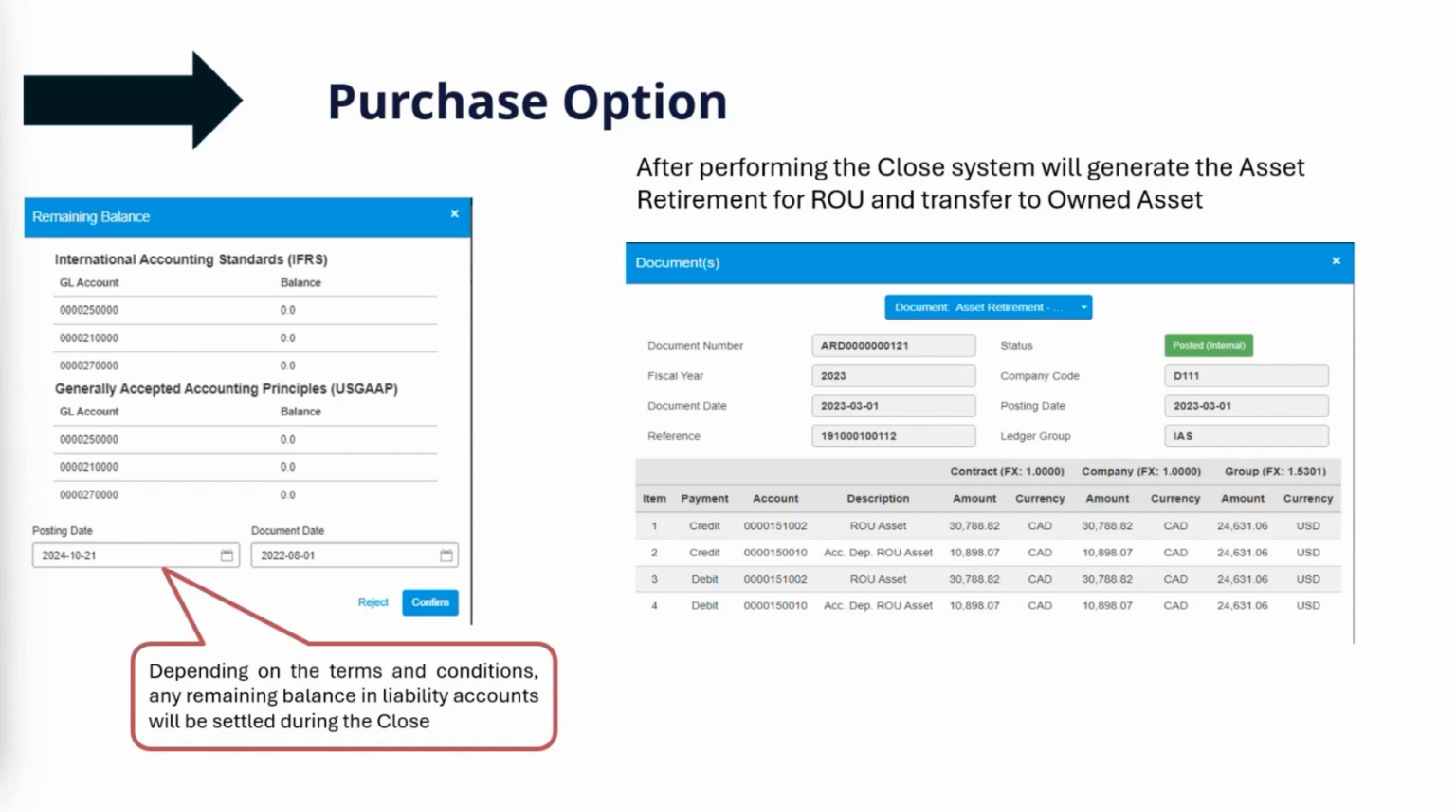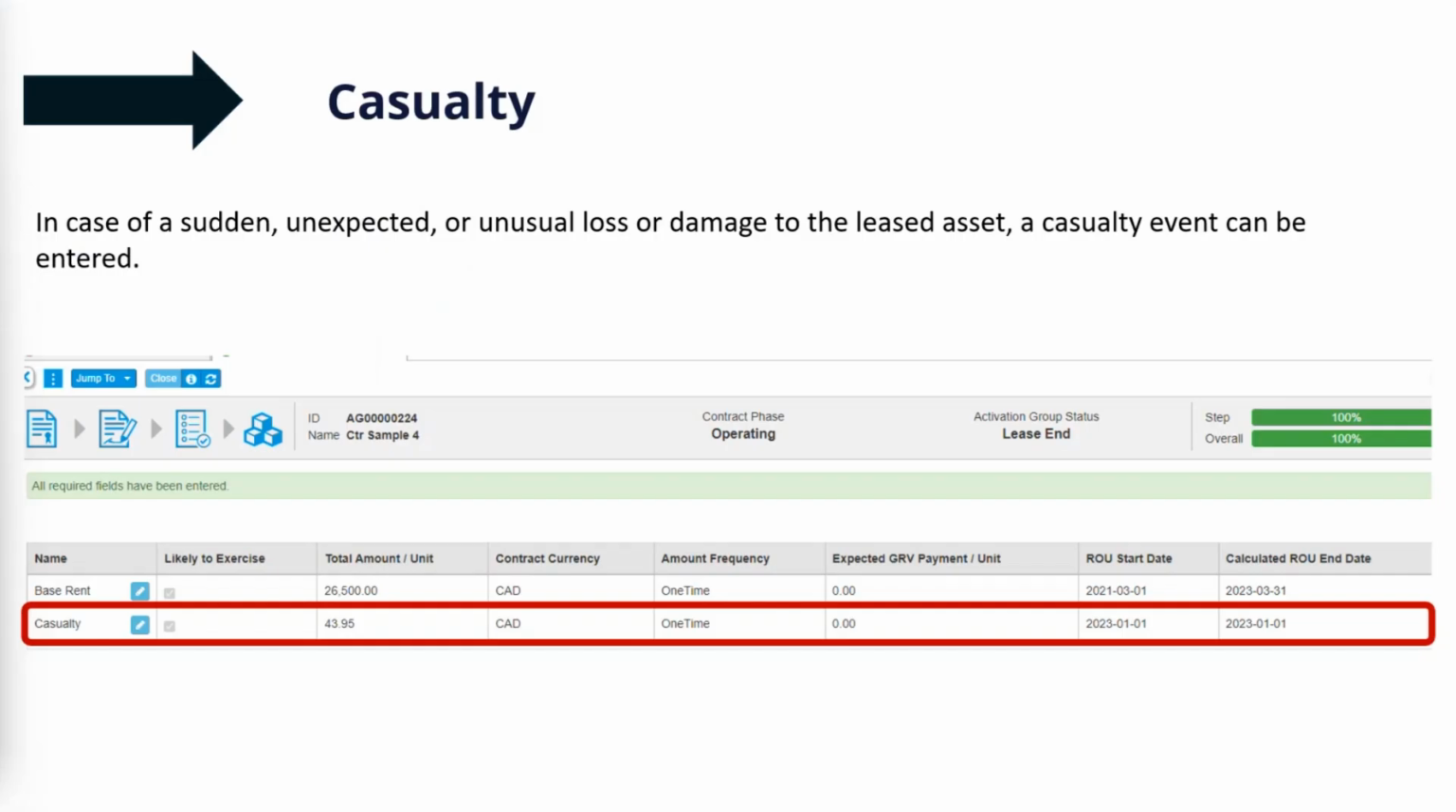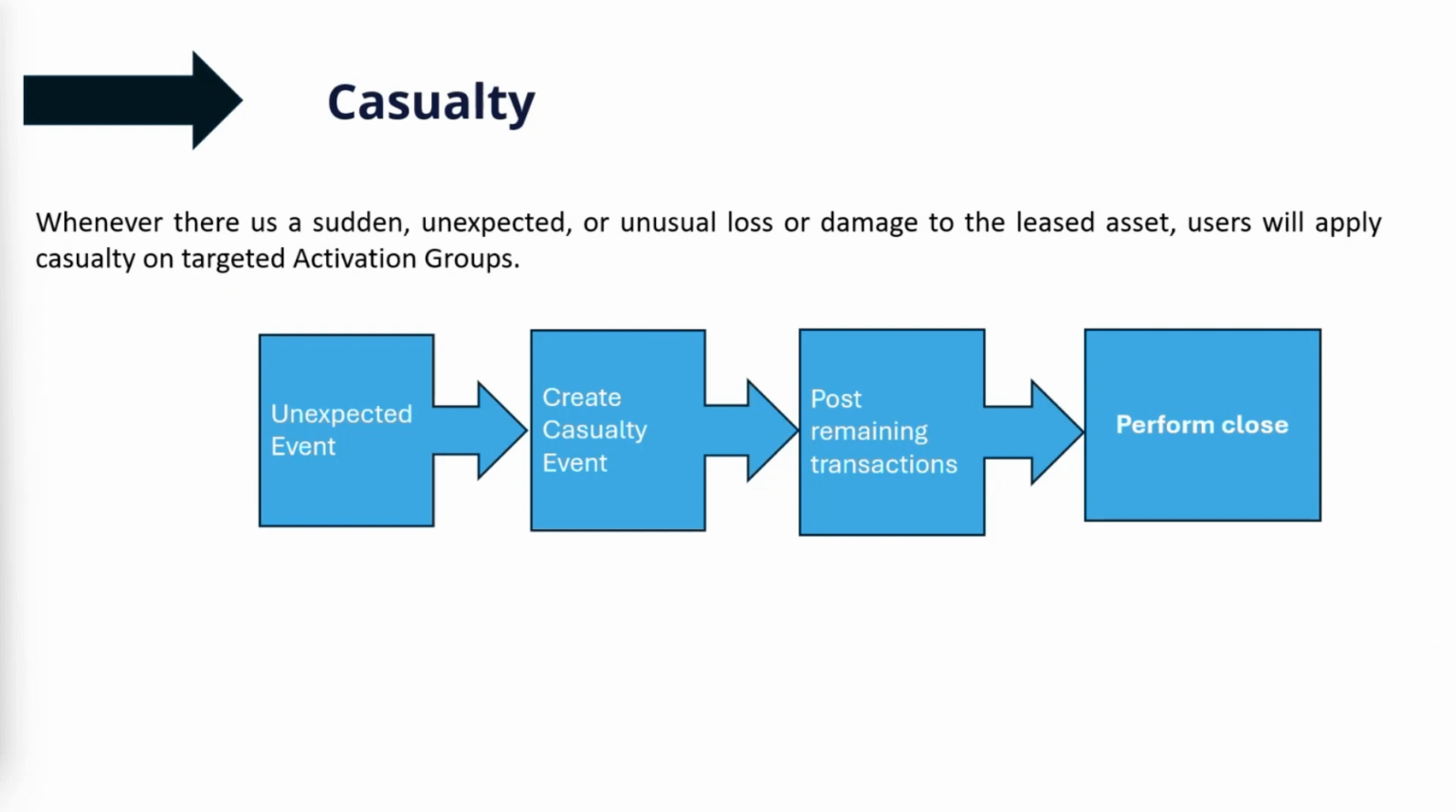Okay. So now moving on to casualty. So in case of a sudden unexpected loss or damage to the leased asset, we can add a casualty event. The process here is a bit different. So once we apply a casualty, the status of the activation group changes to lease end, and then we close the contract.